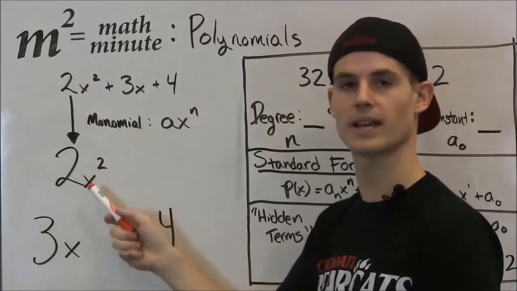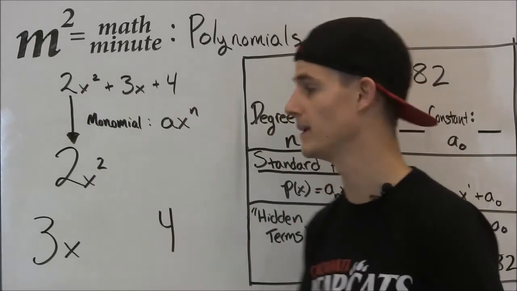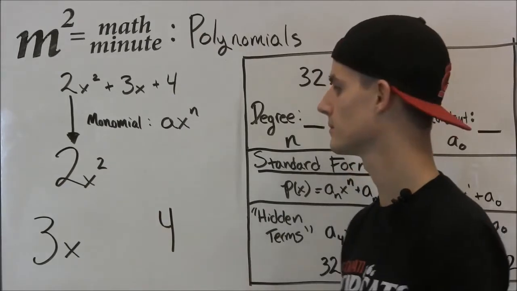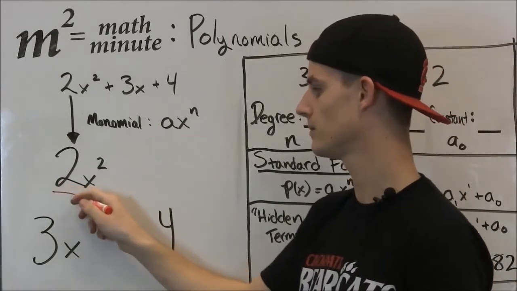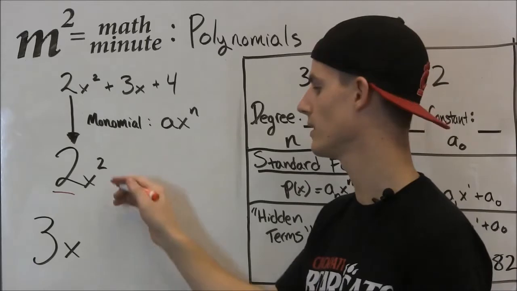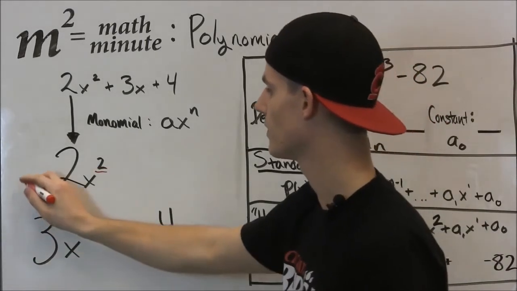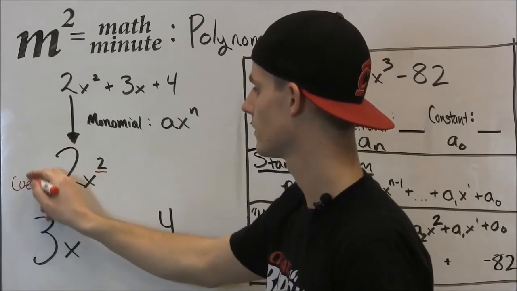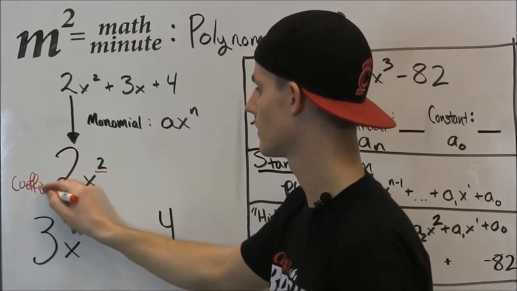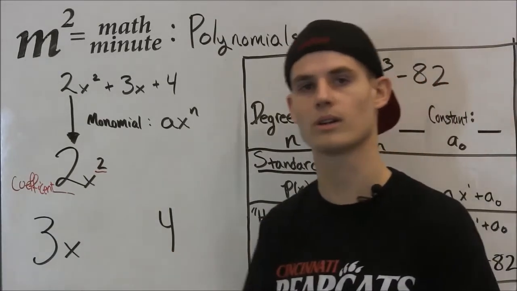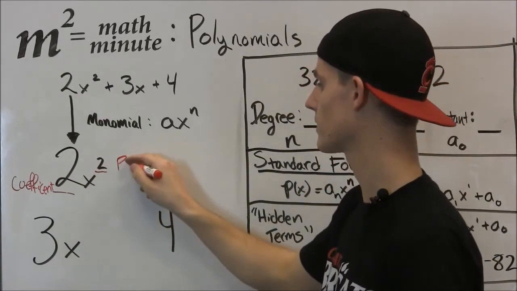So let's bring this first monomial down and talk about it a little bit. We have 2 times x squared. A is 2, the constant or the coefficient in front, and n is also 2. So this is our coefficient. And this is known as our power, or our exponent. So let's write power.